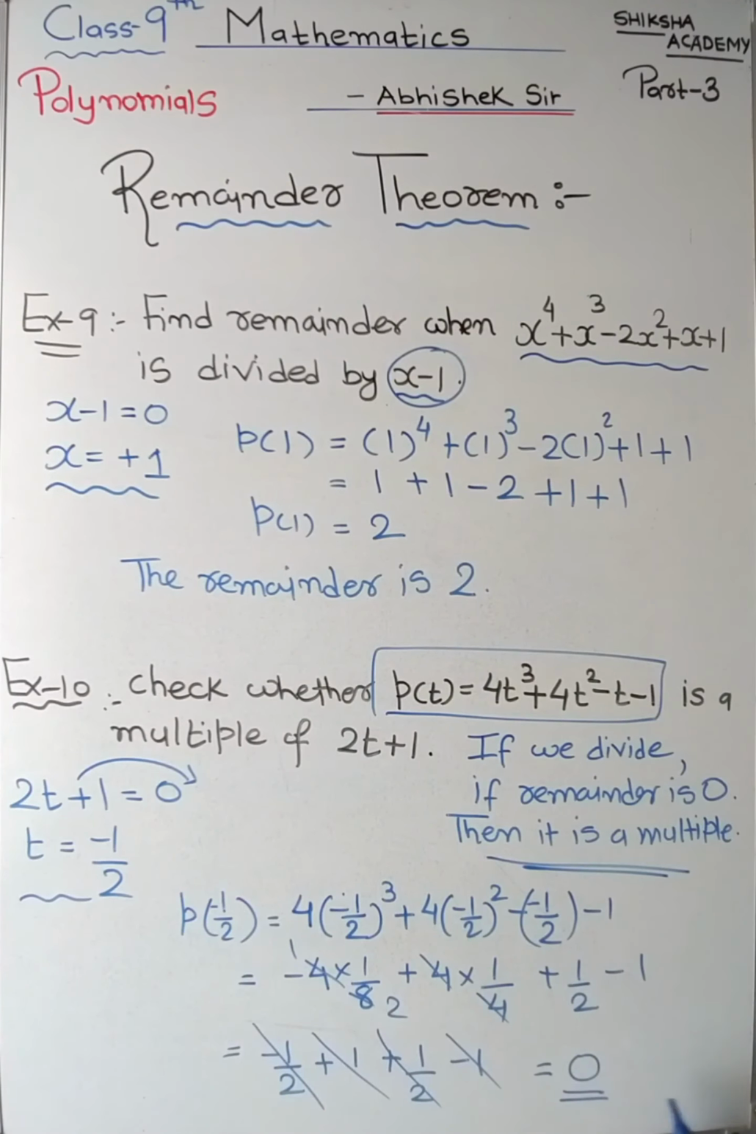Yes, 2t plus 1 is the multiple of polynomial p of t. Clear? So these type of questions may be asked. So we'll always have to remember the rule of finding 0, replacing the value in the polynomial, and finding the final value, that will be the remainder. Clear? So now let us go for exercise 2.3.